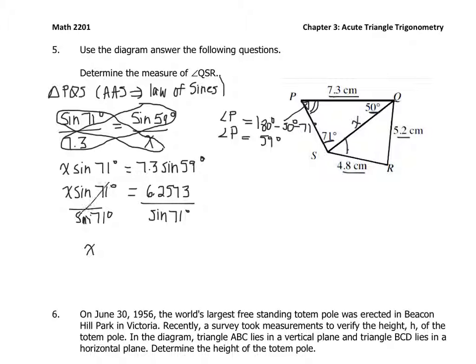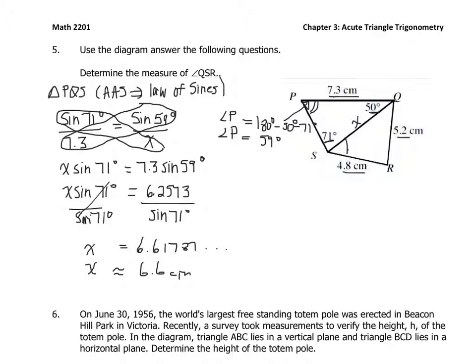And that gives you, these cancel, and x would equal 6.2573 divided by the sine of 71, which would be 6.6 17, sorry, 6.6 1787, and so on. So if you round that off to, it doesn't say, but we'll round it off to 1 decimal place, it is approximately 6.6 centimeters, because the other sides have 1 decimal place.